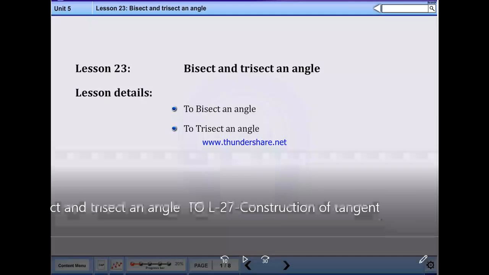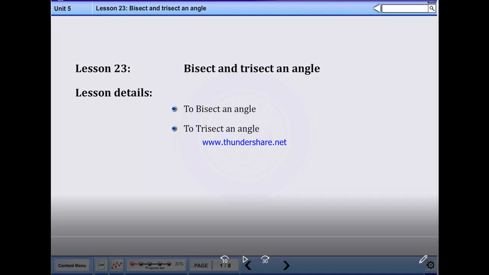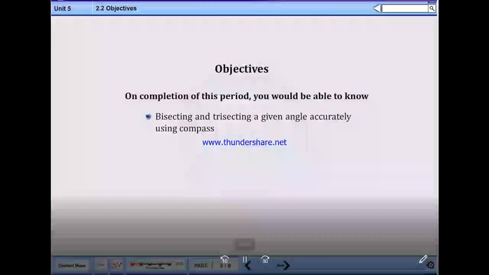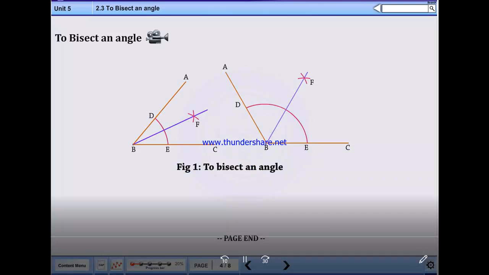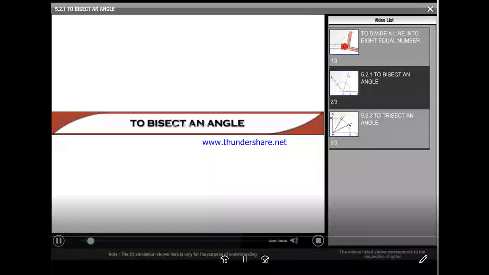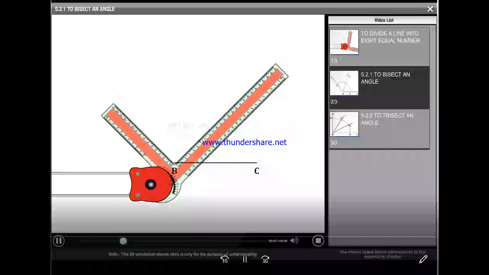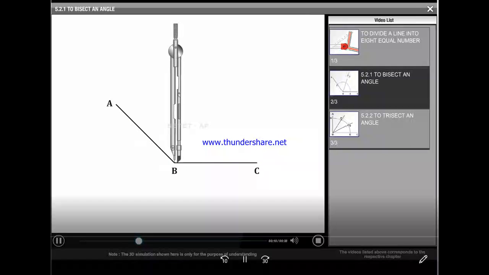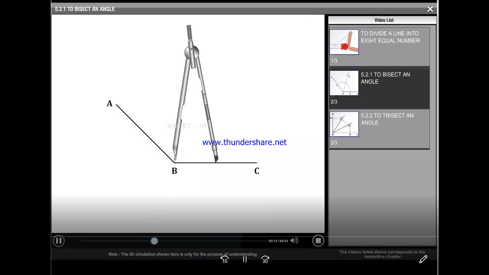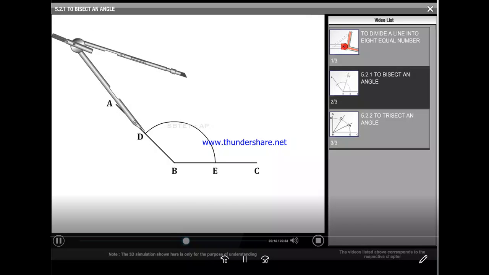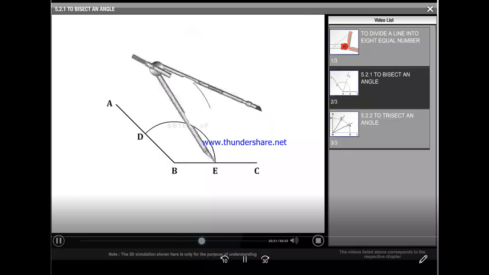Now continuation. Bisect and trisect an angle. To bisect an angle, draw any angle ABC. With B as center and with any radius, draw an arc DE. With the same radius, with center D, draw an arc and with center E, intercept the already drawn arc and get point F. Join BF. Now the angle is bisected.